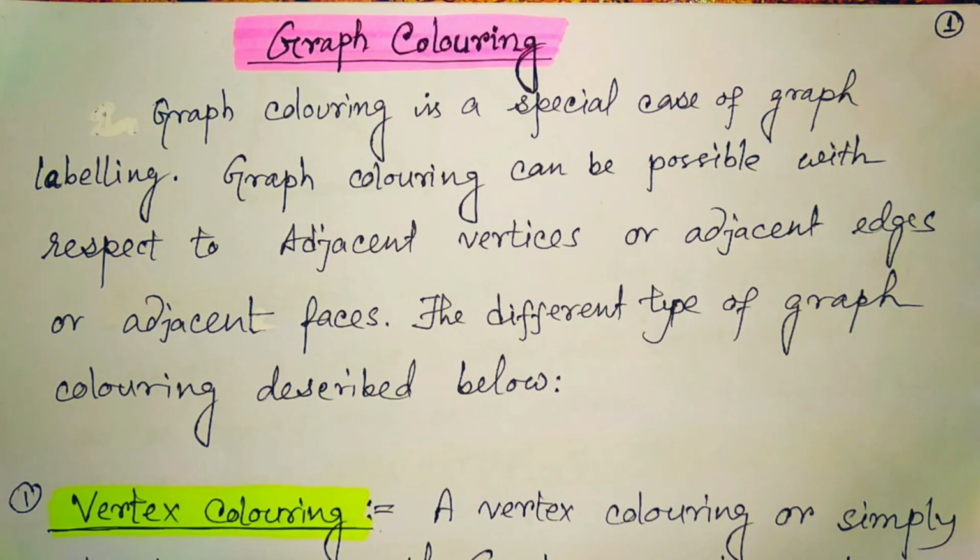This video is about graph coloring, which is one of the most important chapters in graph theory. Graph coloring has immense use in practical applications also. Graph coloring is a special case of graph labeling. Graph coloring can be done with respect to adjacent vertices, adjacent edges, or adjacent faces. The different types of graph coloring are described below.